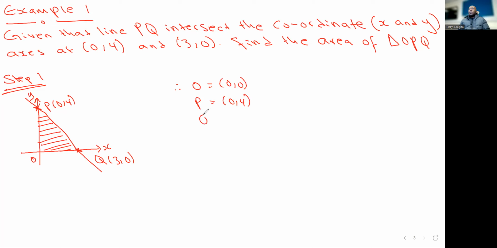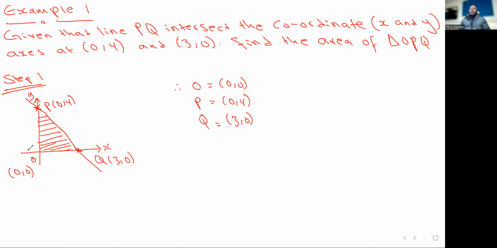And Q is 3 and 0. So I've solved this question before, because it's a right angle triangle. Please watch the previous video. I also solved this question before when the 3 vertices are known. So now I'm going to solve this question using Heron's formula.